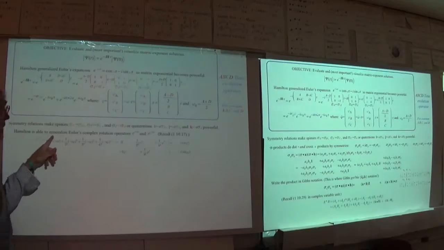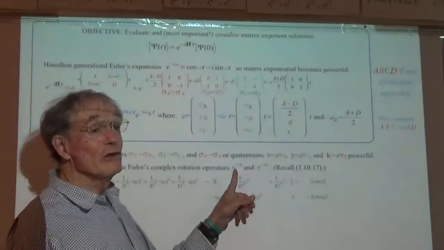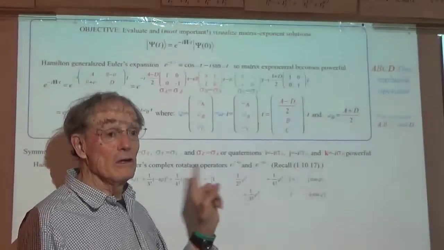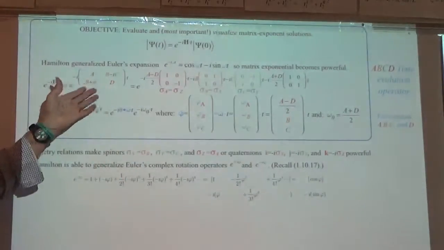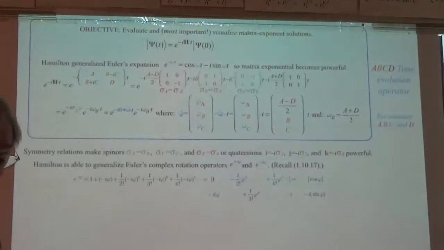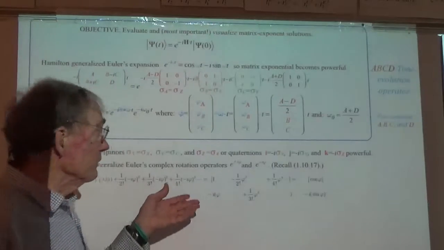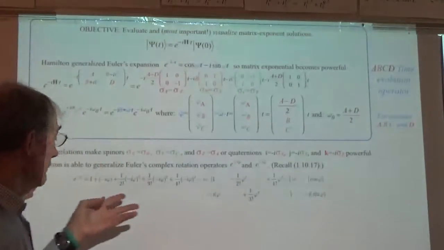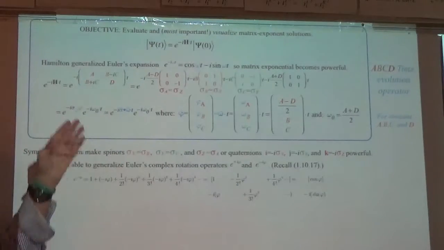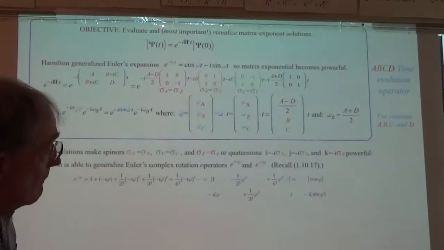Anyway, Hamilton is now able to generalize Euler's complex rotation operator. That's what he's able to do now. We have to see that before we get to work on this. Well, there's the thing that comes out of chapter 10. Remember, we have the wonderful cosine minus I sine, the minus coming because we're taking the minus exponential, just like we do with quaternions from now on.